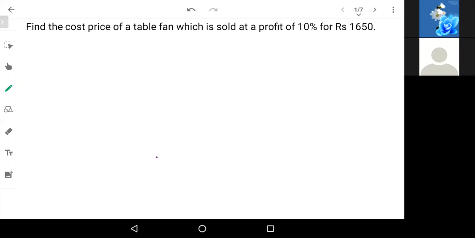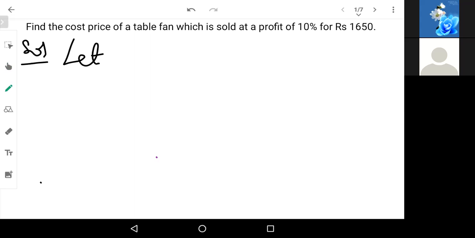Now the next problem. Find the cost price of a table fan which is sold at a profit of 10% for rupees 1650. So we are supposed to find the cost price of a table fan, sold at 10% profit for 1650. Again, since it is a percentage, we will assume the cost price to be 100 and solve as we solved the previous problem. Okay, so let us start.